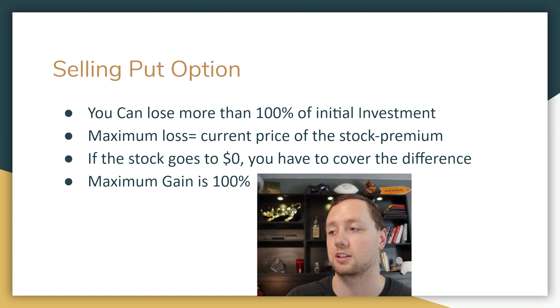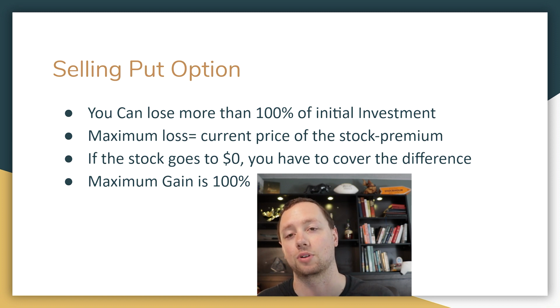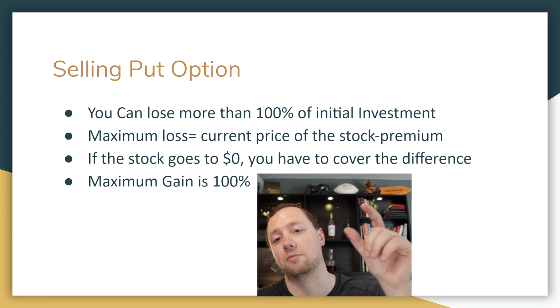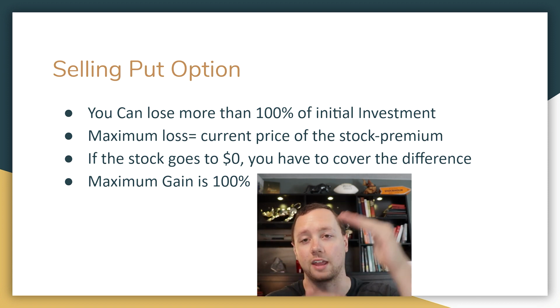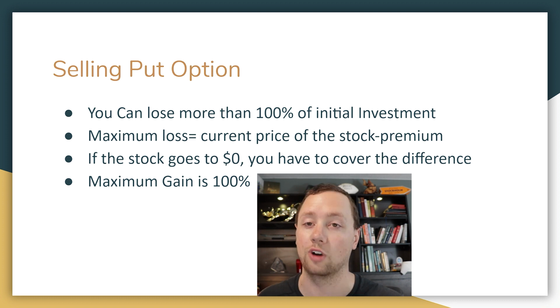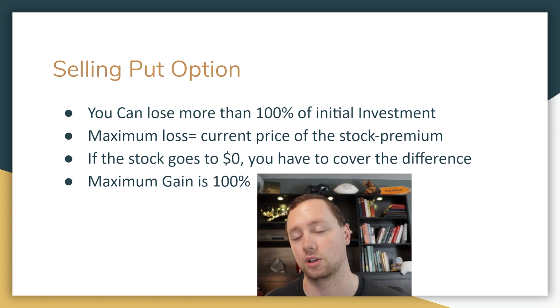Now, the maximum loss here, exactly what I just said, is the current price of the stock minus the premium. So if the stock price is $10, you collect a $1 premium for it. That means it's currently $9, and if it goes to 0, you could have to cover that difference. So your risk when you sell a put option is basically the price of the stock minus the premium.